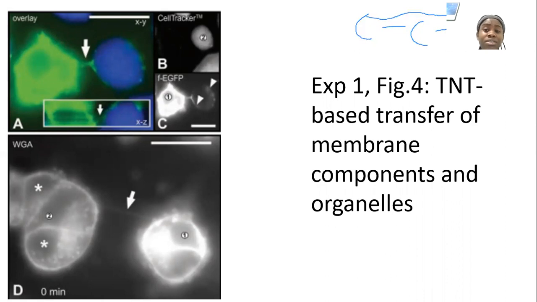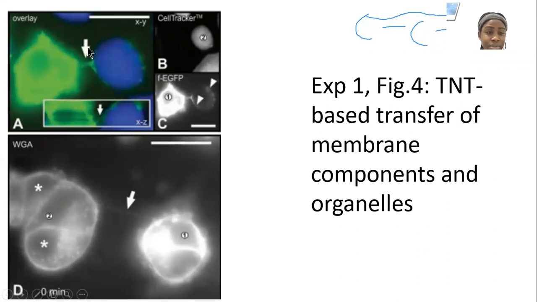I don't understand the reason why D doesn't have any color. I do not know. But in the first portion of this, that's A, the cell in green is the cell that has actin plus myosin, and the cell in blue is the cell that has only actin. So they wanted to see if the cell with actin and myosin will transfer myosin to the cell that only has actin in it.